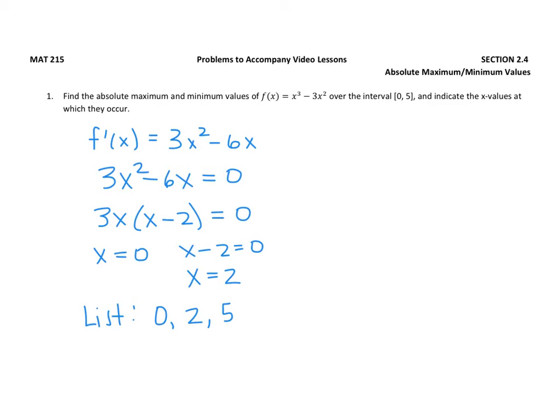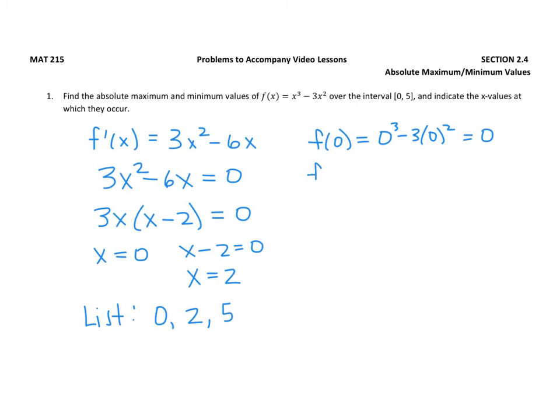Now we're going to plug every value in our list into our original function and get the function values for each of these values in our list. We can begin by plugging 0 into our function. So we have 0 cubed minus 3 times 0 squared. So we end up getting a 0 as our function value.